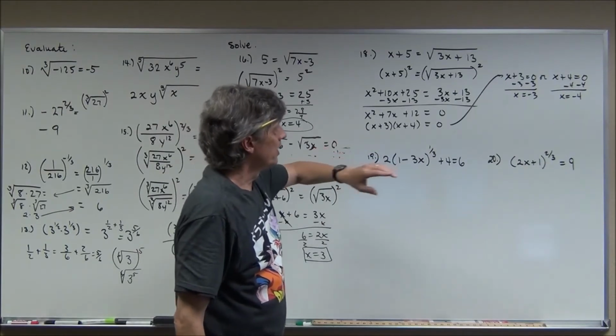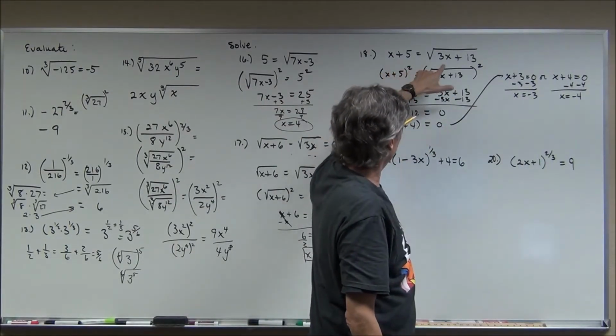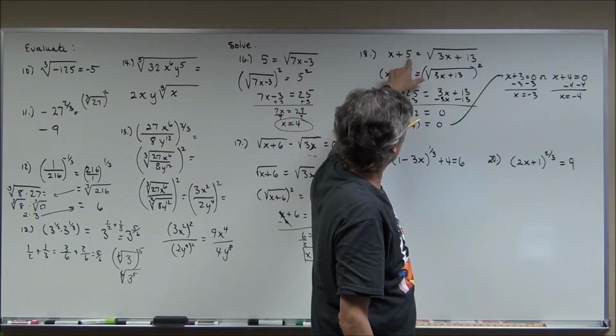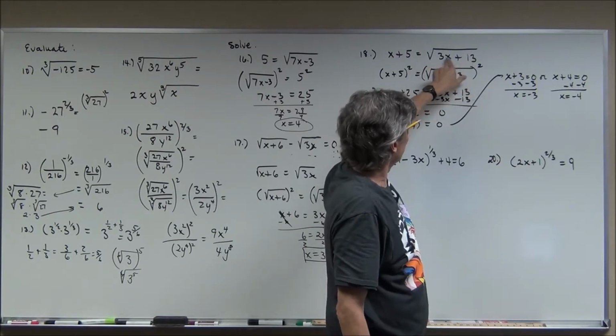Let me check. If I plug negative 3 into the original, negative 3 plus 5 is 2. If I plug negative 3 in here, I get negative 9 plus 13 is 4.